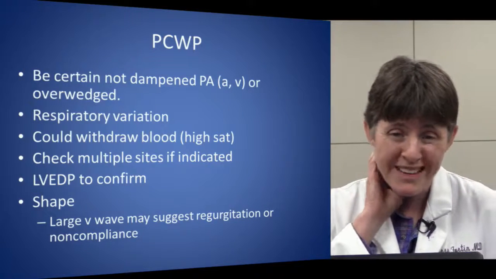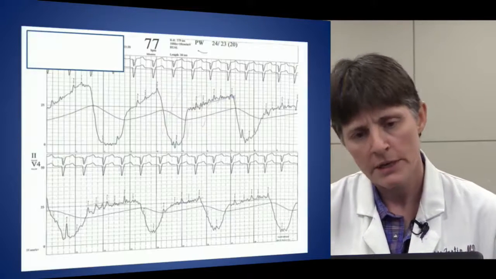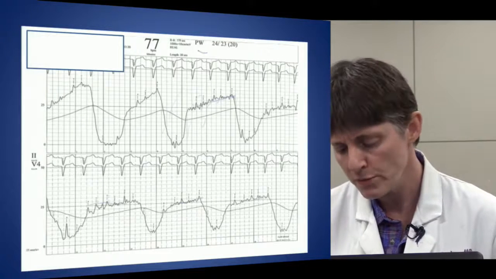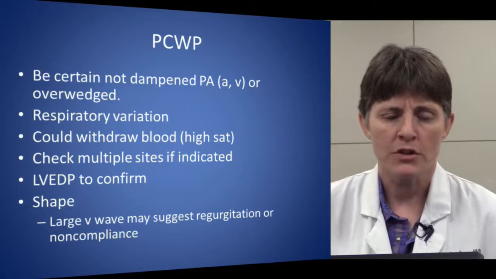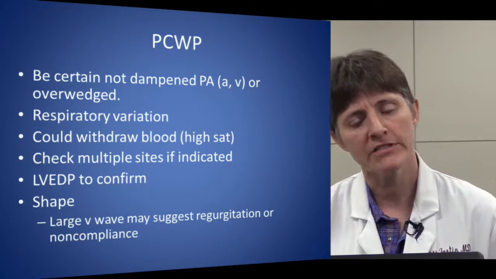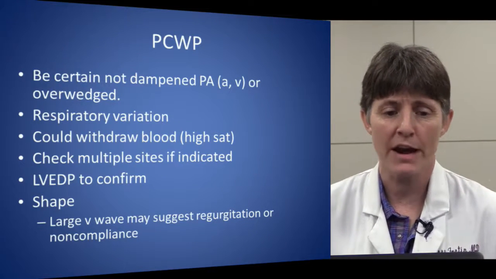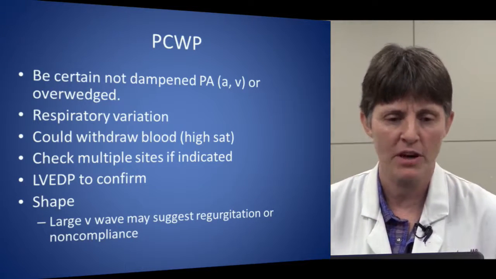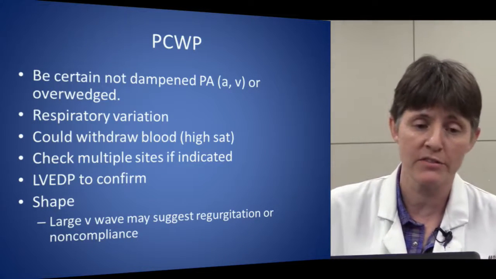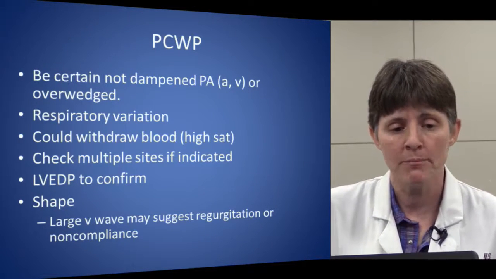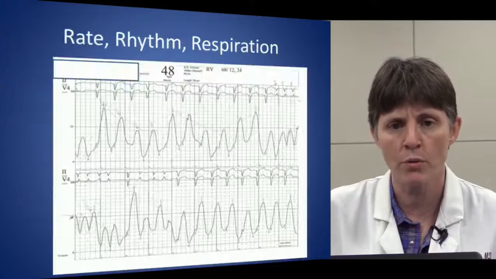You have to make sure your wedge is not damped. So if you're getting numbers that don't make sense or that don't look right, or there's no respiratory variation, you can ask the patient to breathe in and out. You can try to withdraw blood from it, and you should get a high sat. It's very hard to draw a wedge sat. It doesn't pull back easily. You can check another area if you get a wedge that, again, seems unlikely. If you're not sure in the cath lab, you can go in, get arterial access, and get an LVEDP. There are different shapes that we'll see on some other tracings which tell us different things about what's going on with a wedge pressure.